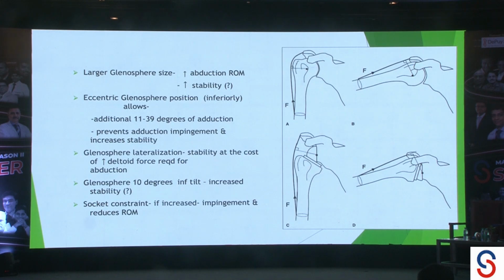And the inferior tilt of the glenosphere, of 10 degrees, is supposed to increase stability, which is again debatable. Socket constraint: of course, if we increase the socket constraint by increasing the depth, it gives more stability at the cost of limitation of range of motion.